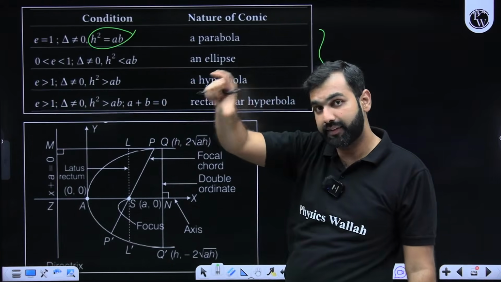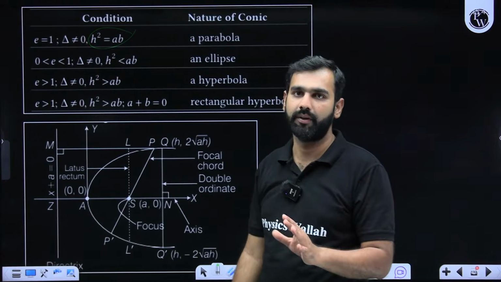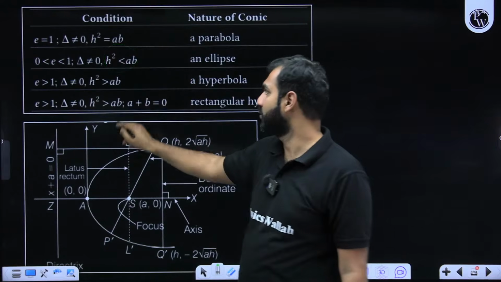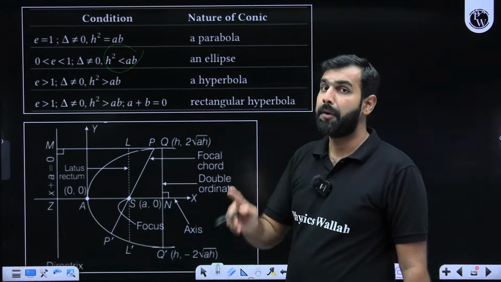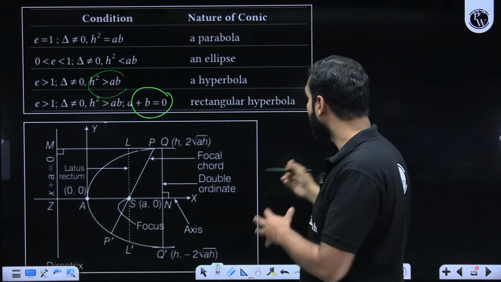So by looking at that second degree equation, by doing this calculation, you can predict what kind of conic it would be. And questions are asked based on that. If h square is less than ab, it will be an ellipse. If h square is greater than ab, it will be a hyperbola. But if h square is greater than ab and a plus b is 0, then it is a rectangular hyperbola.